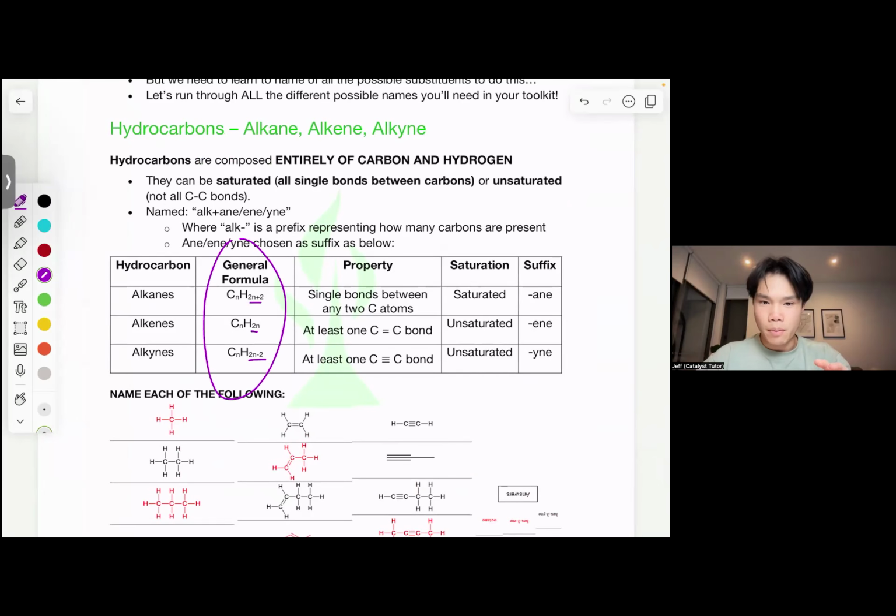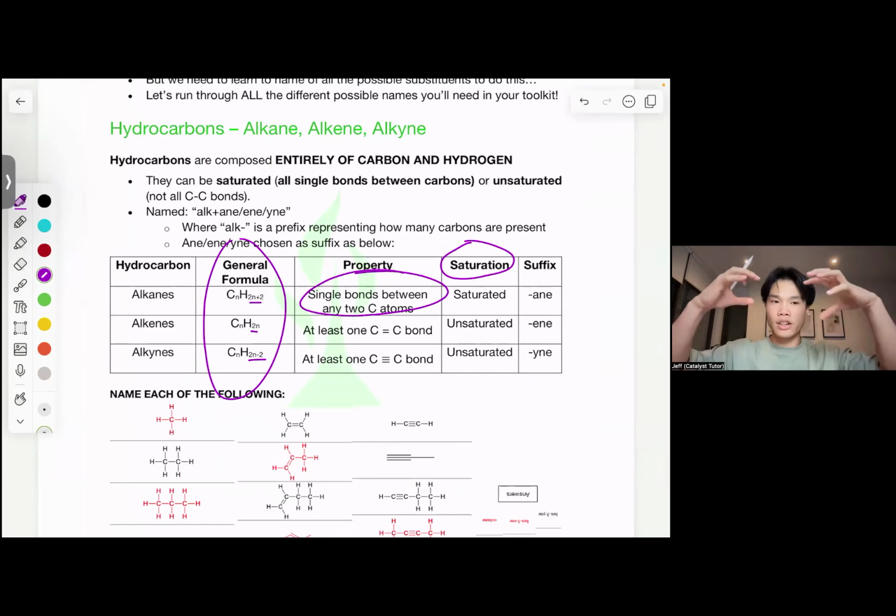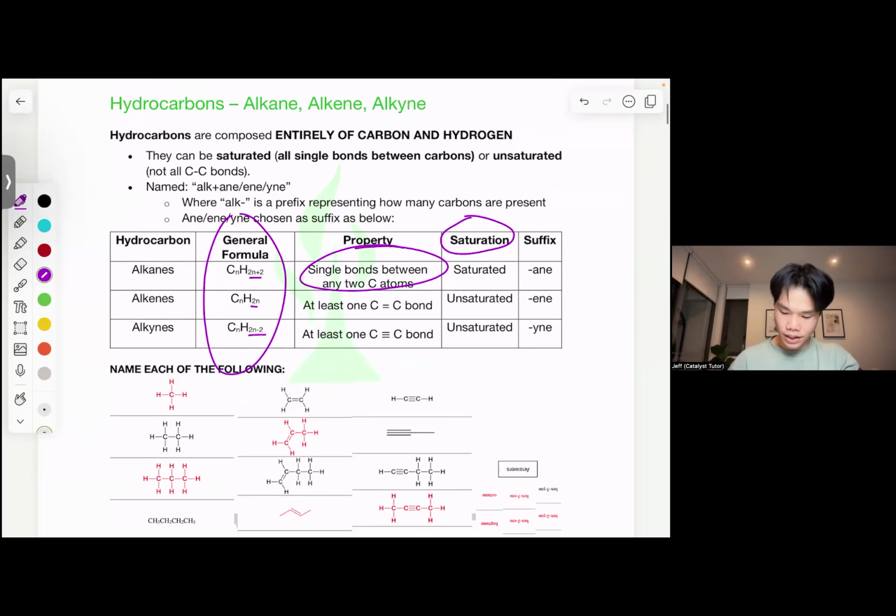Each of these can be described as saturated or unsaturated. Saturated meaning that you have only single bonds between any 2 carbon atoms, or the chain is completely saturated with hydrogens. There's a maximum number of hydrogens on it. Or unsaturated meaning that you have at least 1 double bond or triple bond. And those would be your alkenes and ines.